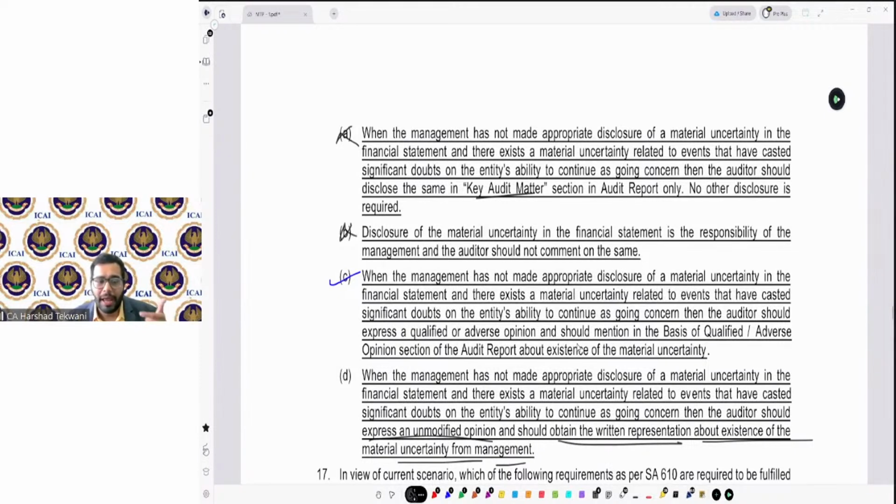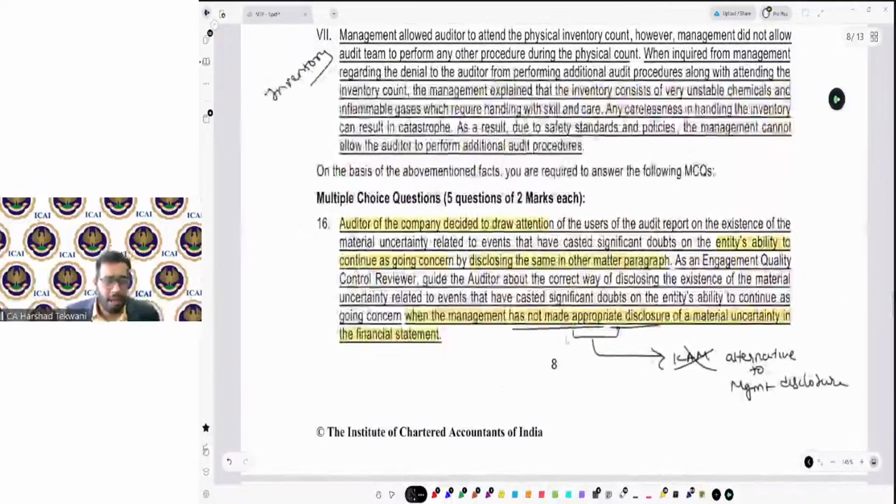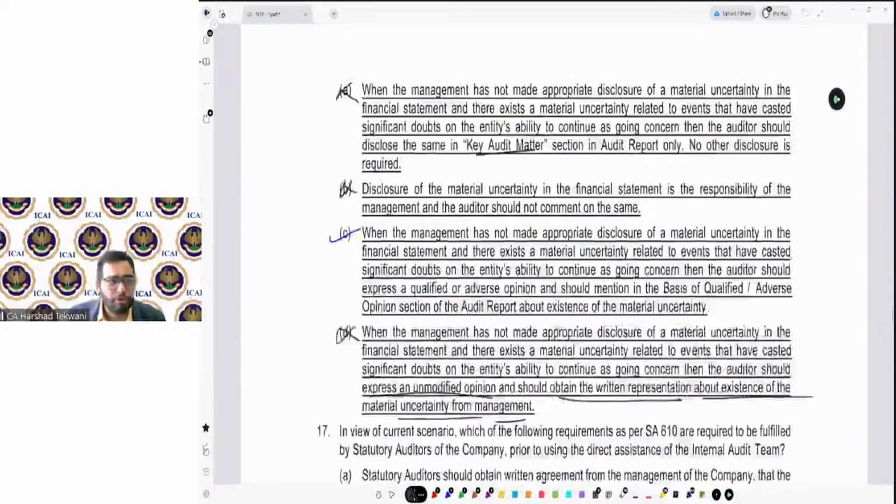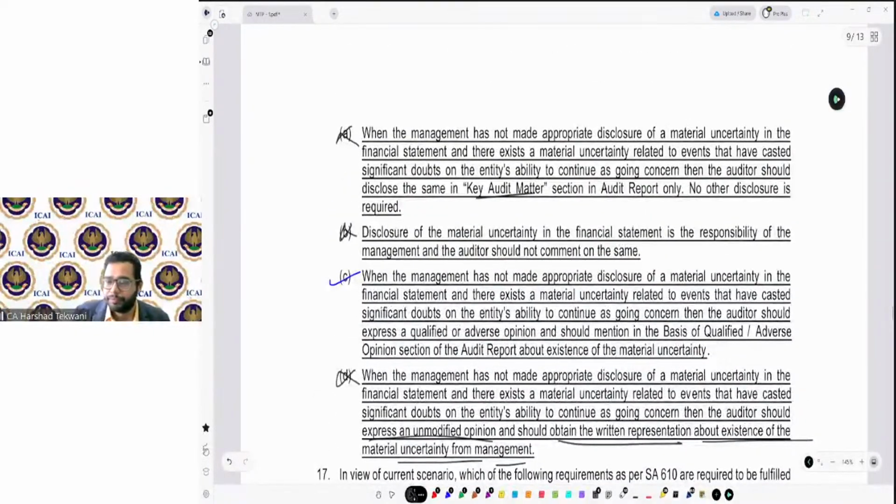Expressing an unmodified opinion and obtaining written representation when management has not disclosed something. From that, I can identify that if management has not made any appropriate disclosures, then this requires a modification. So an unmodified opinion will not be a good option for me. Hence, this will also not be a good option. So C is the correct answer.